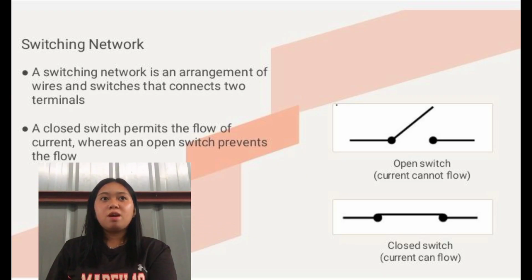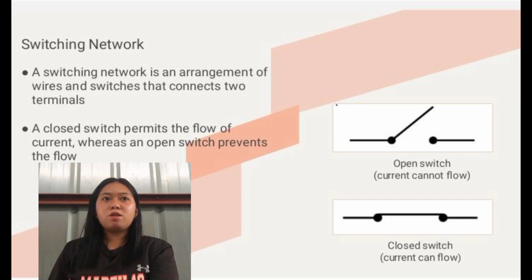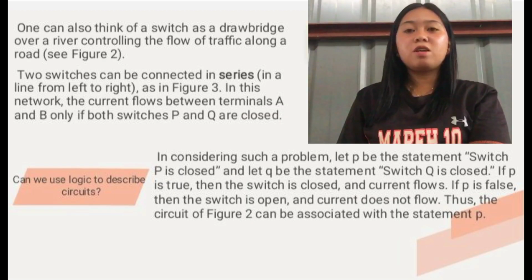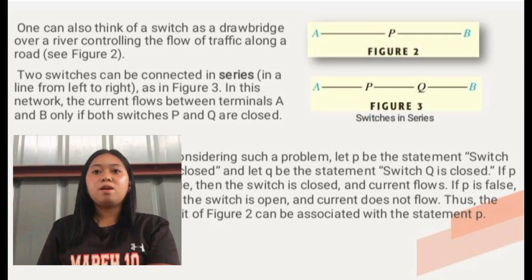A switching network is an arrangement of wires and switches that connects two terminals. There are two types of switch, the closed switch and the open switch. A closed switch permits the flow of current, whereas an open switch prevents the flow. As you can see, the first picture illustrates the open switch and the second picture illustrates the closed switch. One can also think of a switch as a drawbridge over a river controlling the flow of traffic along a road. That is shown in figure 2. The letter P on it demonstrates that the switch can be a drawbridge over the river.